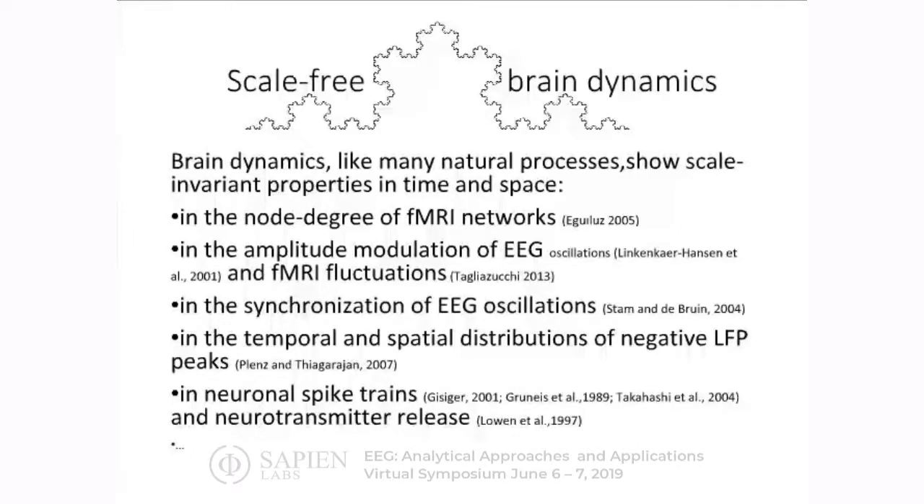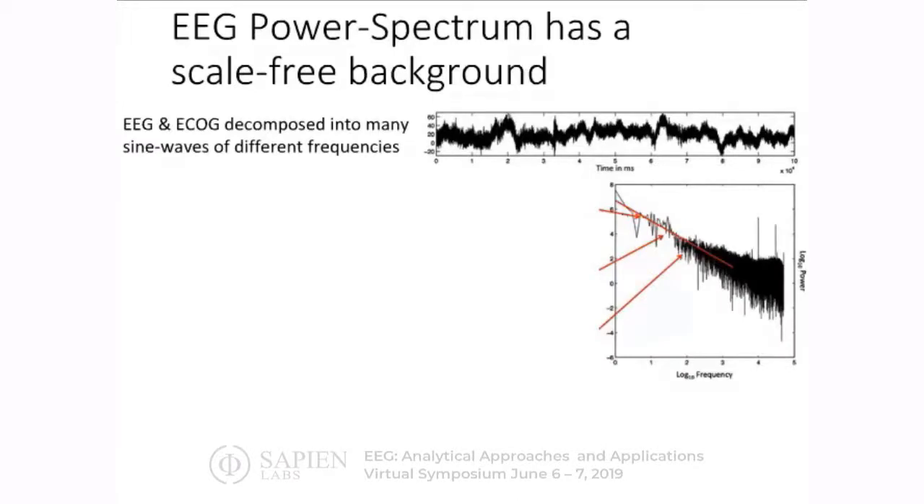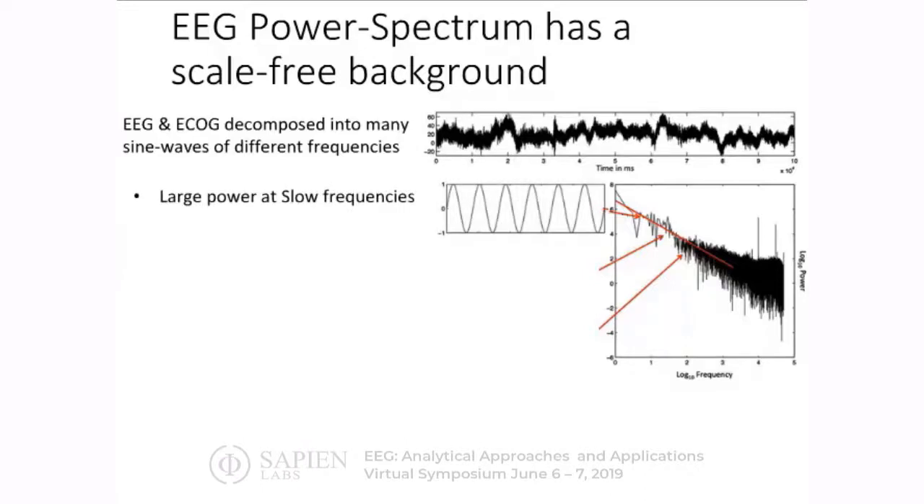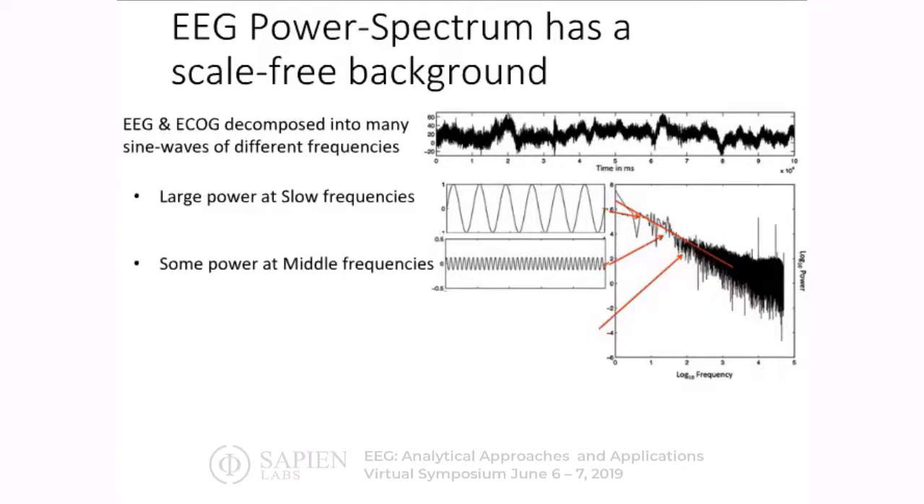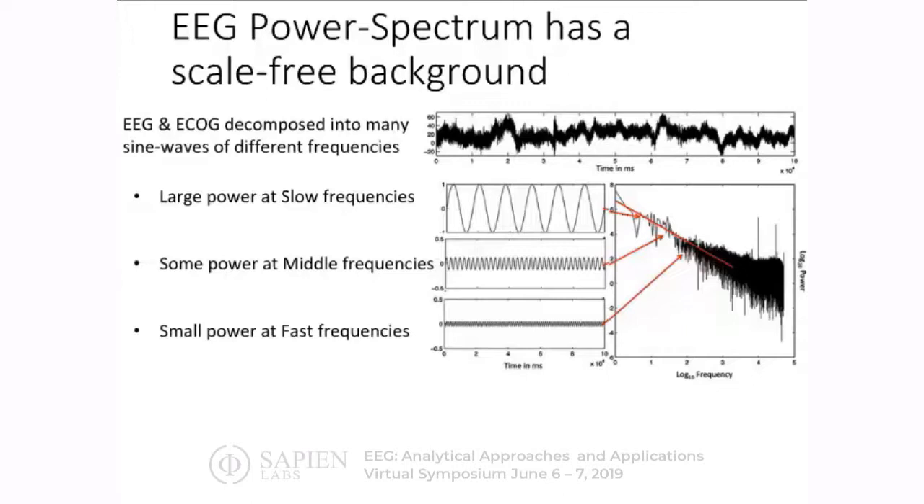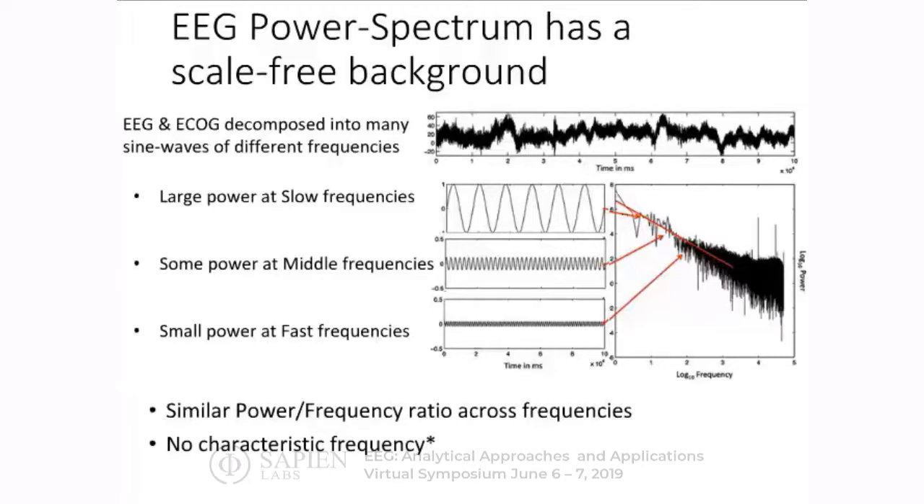So we're actually going to look at something far simpler. It's just looking at how power spectral density is distributed. As you know, we can decompose a time series into its spectral representation via Fourier transform. The typical example from a neural recording is that we have large power at slow frequencies, some power at middle frequencies, and small power at fast frequencies. That means there are similar power-frequency ratios as we change the frequency band of interest. There is no characteristic frequency, at least in the background. We'll see more about this.